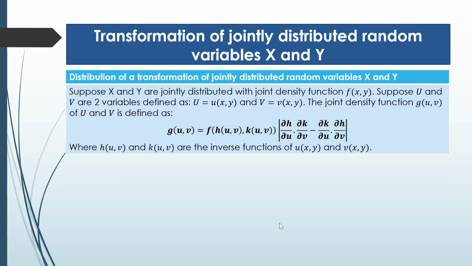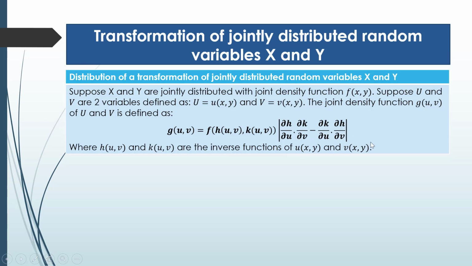Suppose that x and y are jointly distributed with joint density function f of x,y, and suppose that u and v are two variables defined as u is u of x and y, and v is v of x and y. The joint density function g of u,v is defined as f of h, k times the Jacobian determinant. Here h and k are the two inverse functions of u and v, and the last term is the Jacobian determinant.